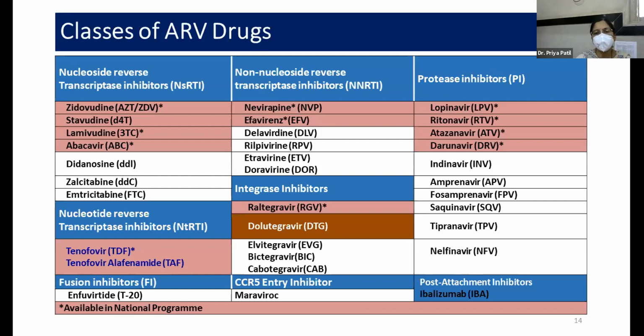Coming to integrase inhibitors, dolutegravir is one of the integrase inhibitors. Raltegravir, which was being used till now, is going to be replaced by dolutegravir. So it is an integrase strand transfer inhibitor.